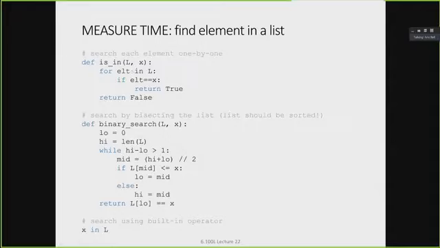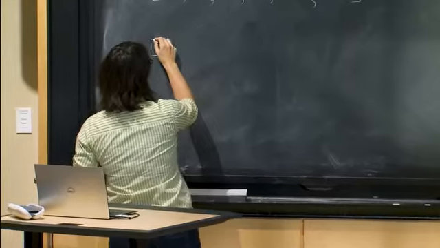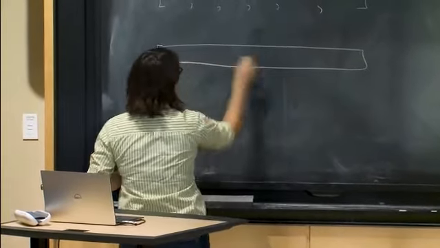The next one, binary search, also looks for an element in a list, making sure that the list is ordered. But the way that it's going to do it is in a slightly smarter way. So I'm actually going to draw my list this way.